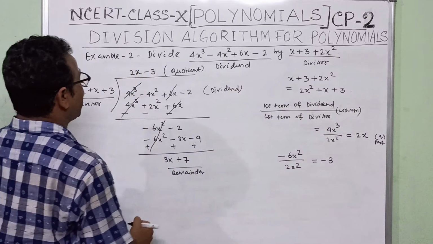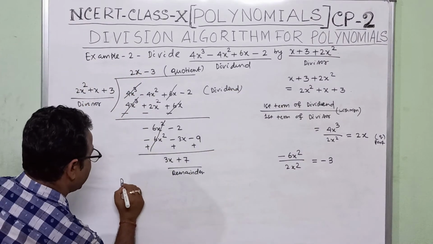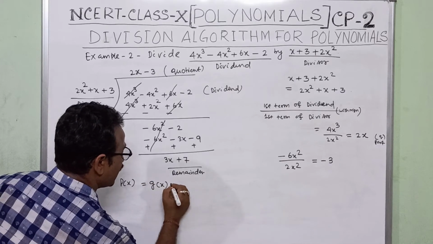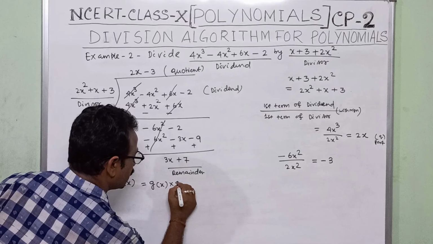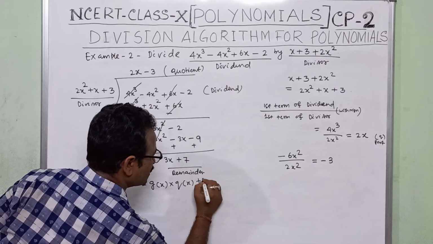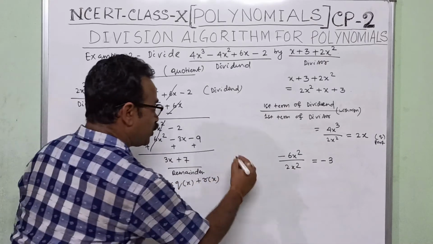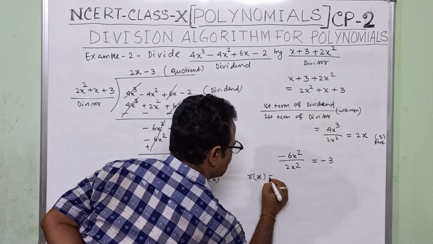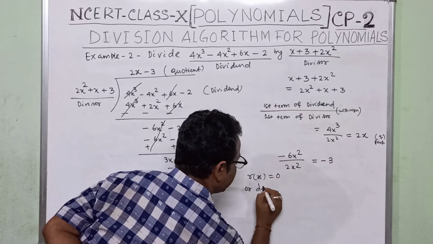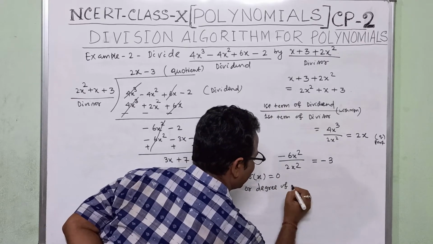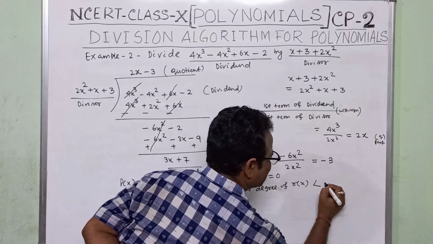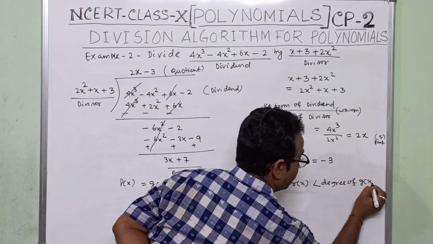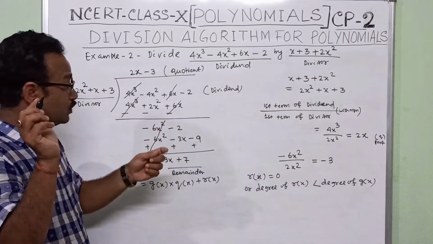So we can write here P(x) is equal to G(x) into Q(x) plus R(x), where you know R(x) is equal to 0 or degree of R(x) less than degree of G(x). Now one by one we will explain.